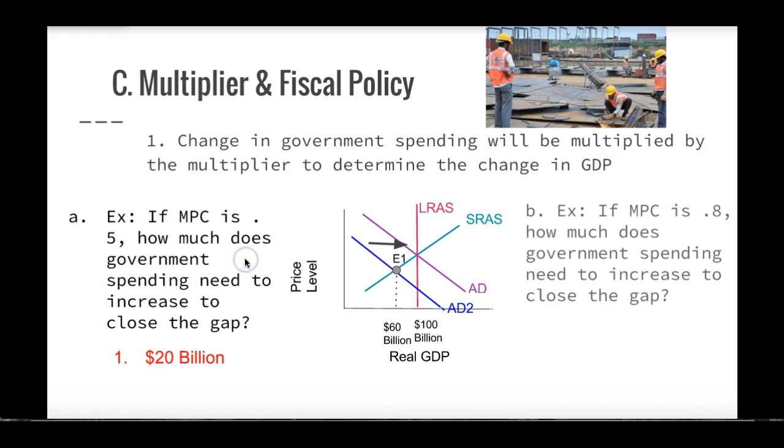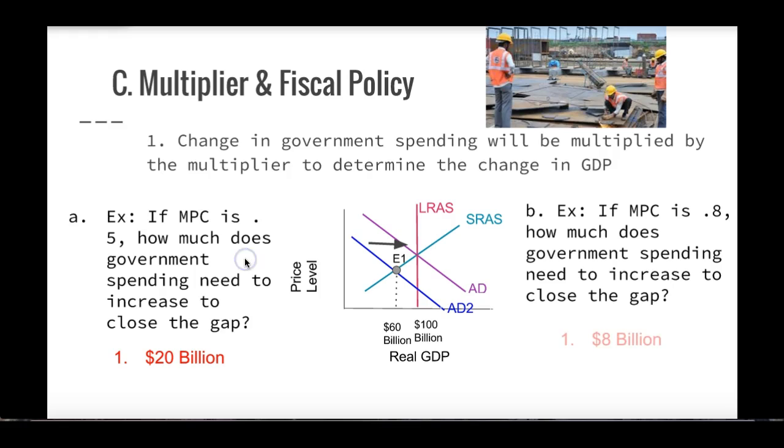How about you try this? I changed it. If the MPC is 0.8, how much does the government spending need to increase to close the gap? So pause this, see if you can figure it out. Start with your multiplier, figure out your multiplier, and then figure out how much our government spending needs to increase by.